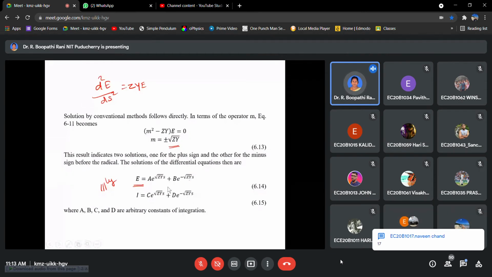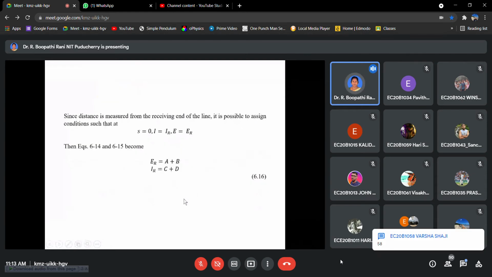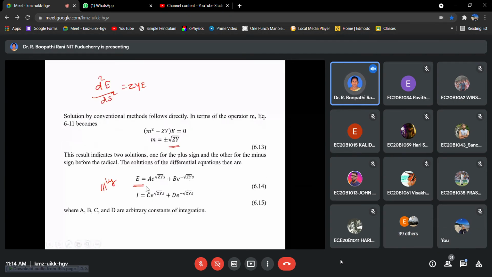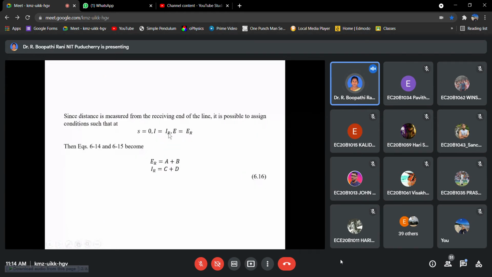Here the arbitrary constants A, B, C, D, those values we need to find. So in these equations, we applied the conditions which we know. S is the distance from the receiving end to the point we consider. If we shift the point to the receiving end, then the S value will be 0. If we substitute S as 0 in this equation, at the receiving end, I is IR and E is ER.